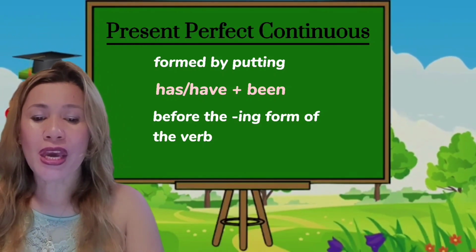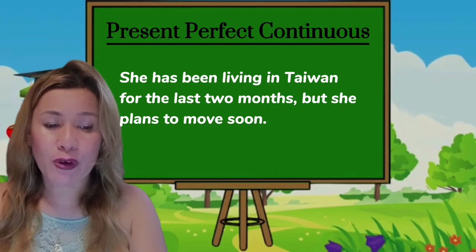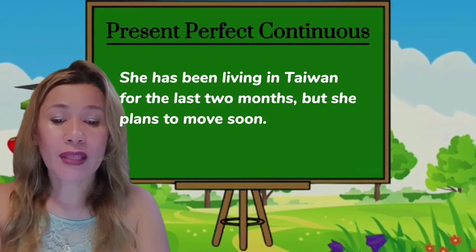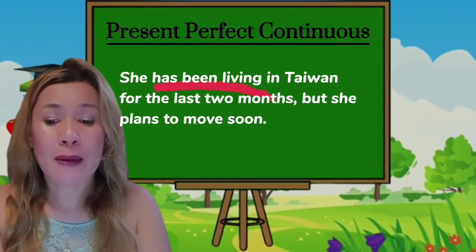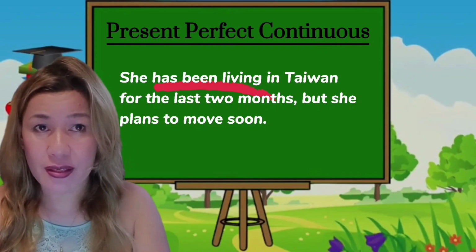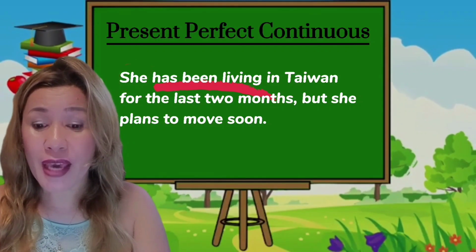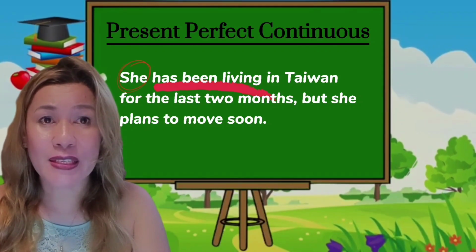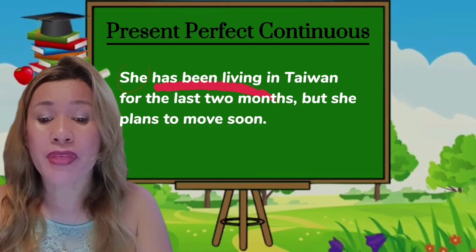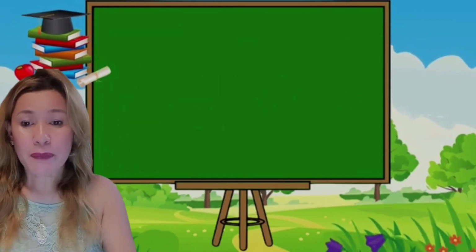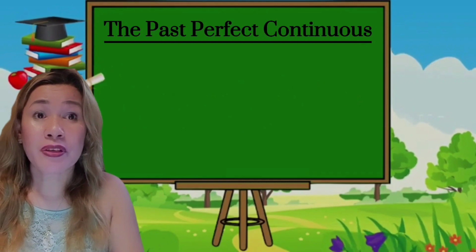So that's why in this example, she has been living in Taiwan for the last 2 months, but she plans to move soon. Has been living is used because our subject is she, singular. So if we change she to they, then this has will change to have. So they have been living. That's how it is. Let me now tackle the past perfect continuous.